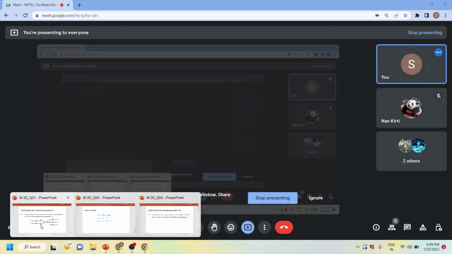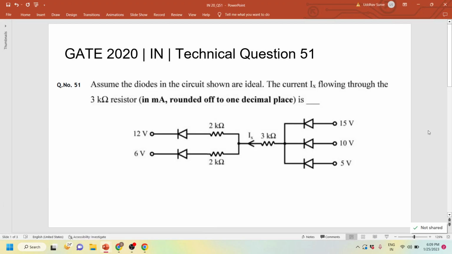Okay, so let us look at the last question for today. It is GATE 2020, from circuits. GATE 2020 Instrumentation, technical question 51. Assume the diodes in the circuits are ideal. The current Ix flowing through the 3 kilo ohm resistor in milliamperes, rounded off to 1 decimal place, is. This is important.